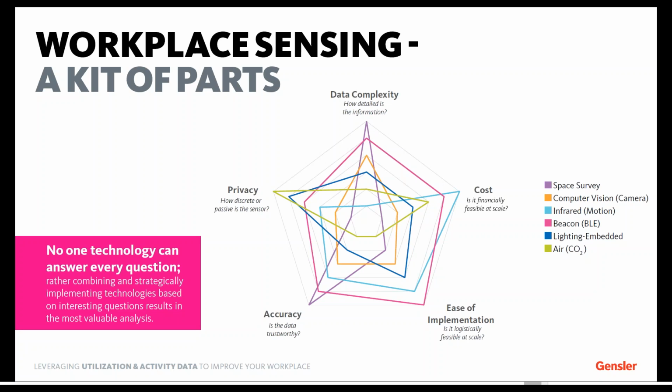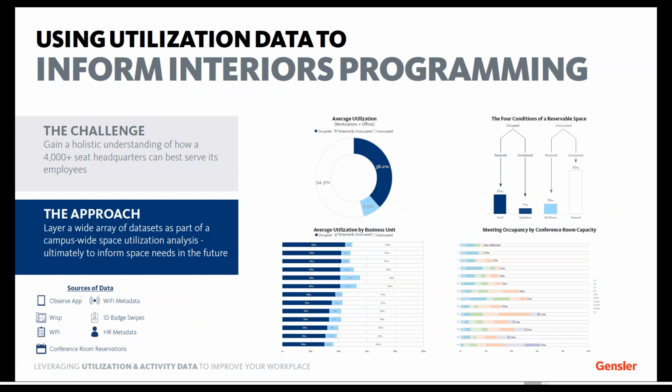And so the next thing we'll do is walk through a couple examples of where we did use some of these tools to solve real-world problems with clients. The first one that comes up a lot is understanding utilization data for informing interiors programming. We had a client that came to us and said, hey, we have 4,000 plus people at a headquarters campus. We know we're gonna wanna do some type of intervention on the campus in the future, but before we do that, let's understand how our campus works today.